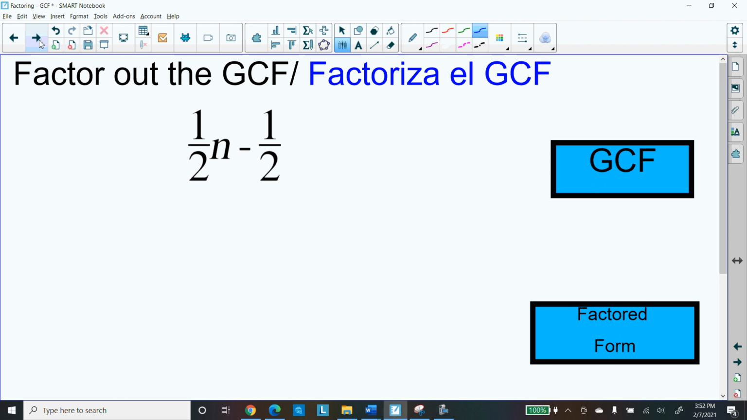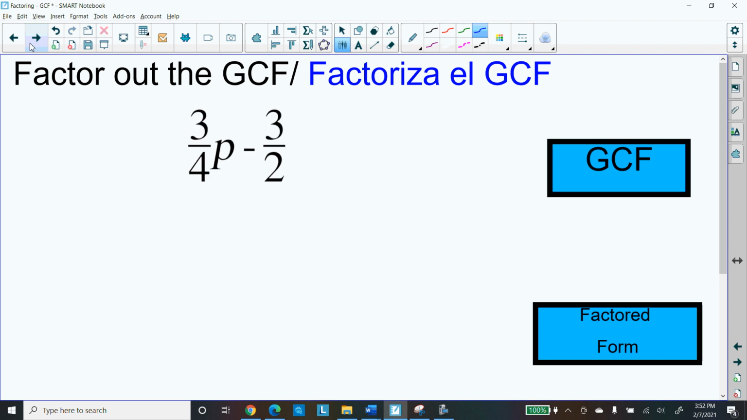Here's one for you. See if you can find the GCF of this one. Hopefully this one's straightforward. It's a lot like the other one. We're using 1/2 again. So you should be able to figure that out and put it in factored form. Oh, here's an interesting one. Factor out the GCF. So we have 3/4 p minus 3/2. So you may again want to change it into decimals if you feel like it. And I'm going to do that this time.